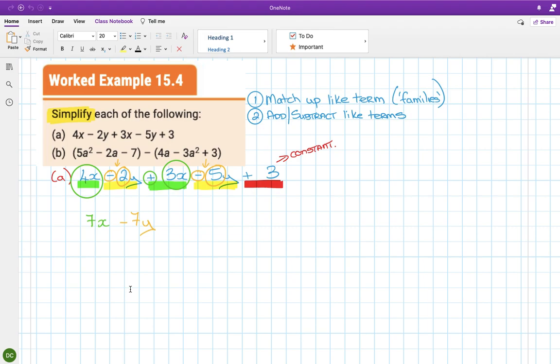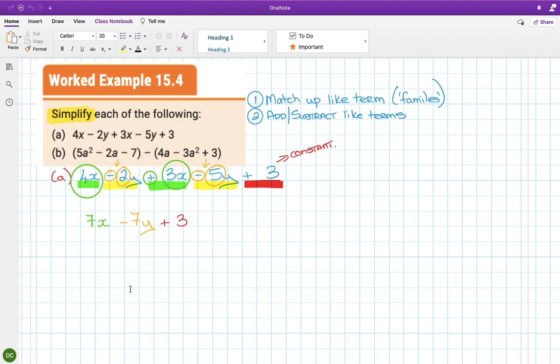And then we have the last one there, the red one. There's nothing to combine it with. There's nothing else in its family, so we just leave it as it is. Okay? And we can't make that any more simple because all of those are from different families. So we can't do any more adding and subtracting. That's where we have to stop. Is that okay?